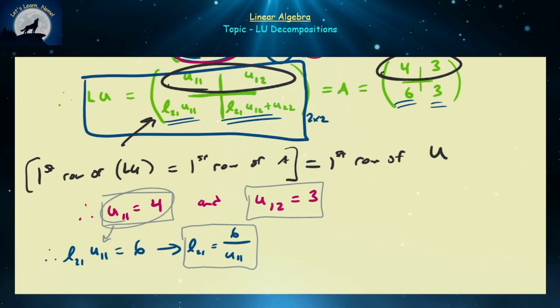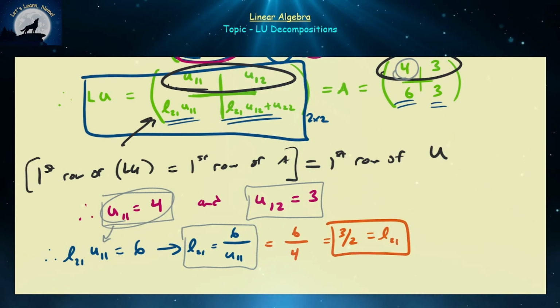And keep in mind, what is U1,1? U1,1 is the corner entry of A. Right? So if that corner entry was equal to 0, that would be U1,1, and hence L2,1 does not exist. Okay? So using our particular numbers, what do we have? We have 6 divided by U1,1, which is 4. So this is just going to be equal to 3/2. So that's going to be our L2,1 value.